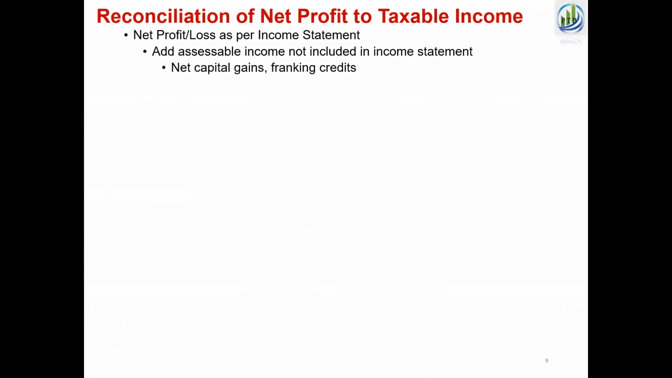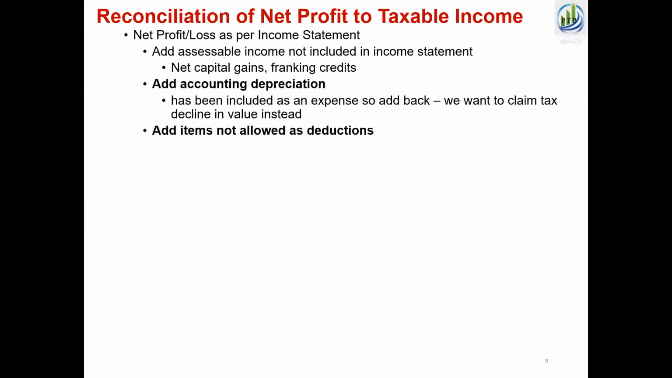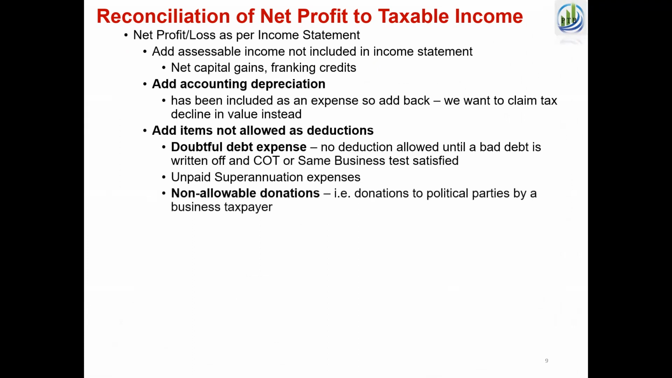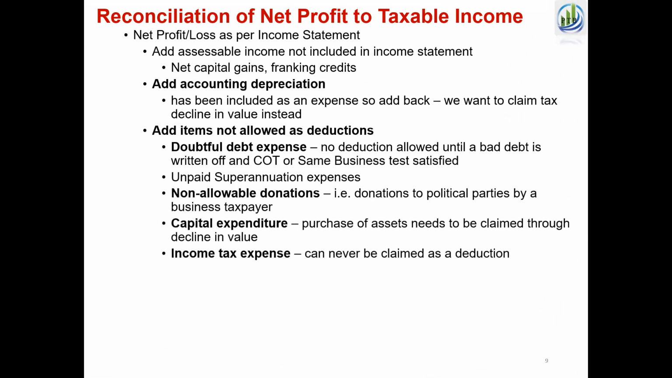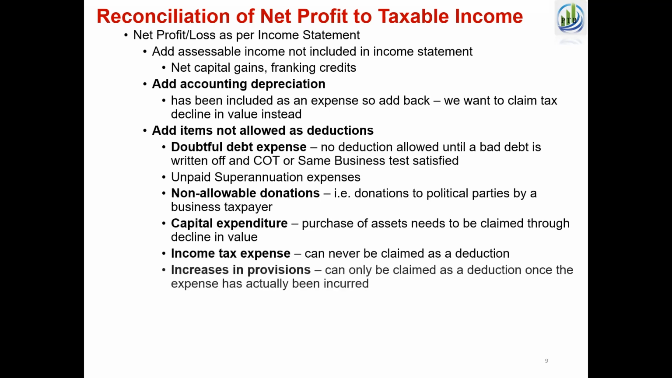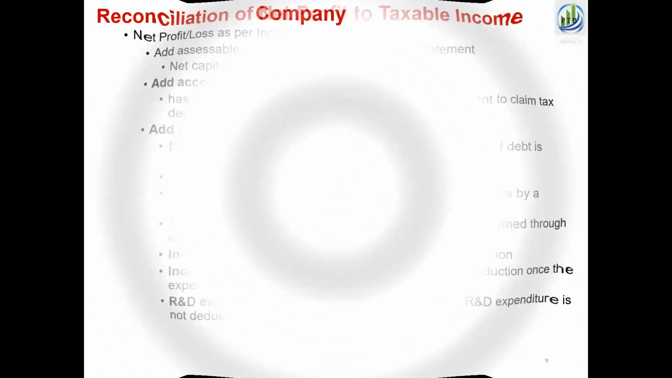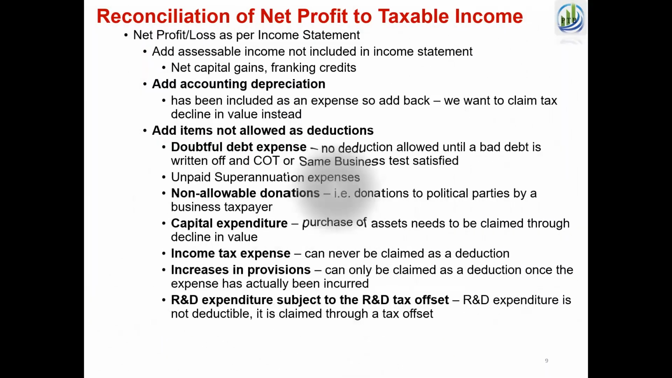So I put what I discussed a couple of seconds before. You're adding your net capital gain and franking credit. You're adding your accounting depreciation. You are adding any not-allowed items in that financial report. For example, doubtful debts, unpaid superannuation, non-allowable donations, capital expenditure, income tax expenditure, increased provisions. All these things you are going to add back to your profit, because these are the items which are going to be reconciled.